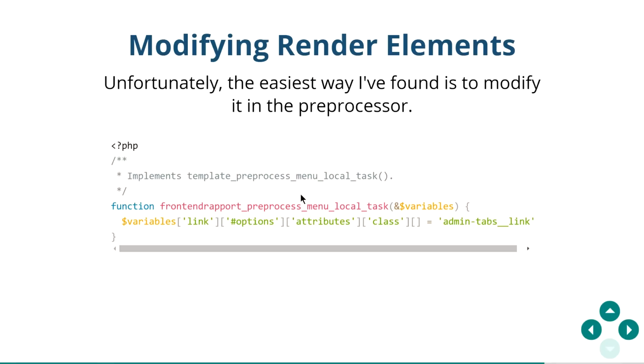But I think one of the easiest ways I've found so far to modify a render type is to do it in the preprocess layer. Unfortunately, adding indexes to an array in Twig, it's possible, but I didn't like it. I did this instead. It was easier to grok. It was easier just to get immediately, and the code made more sense to me.